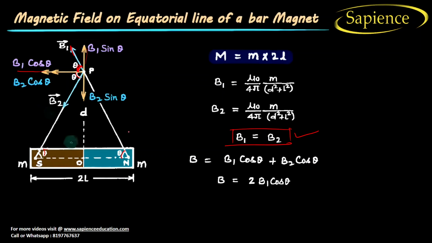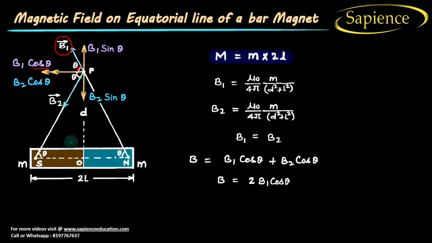The lines are parallel, so this will be alternate angles. This is an alternate interior angle and this is your corresponding angle, we can say. Okay, so this is angle theta. Now if I want to break the component of B1, first of all I will break the component of B1. So this is angle theta.